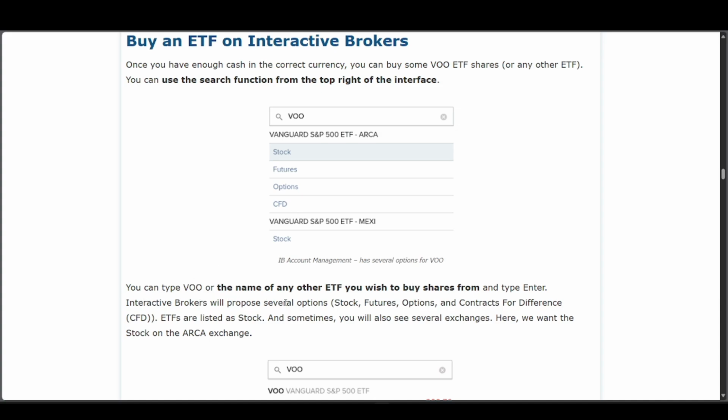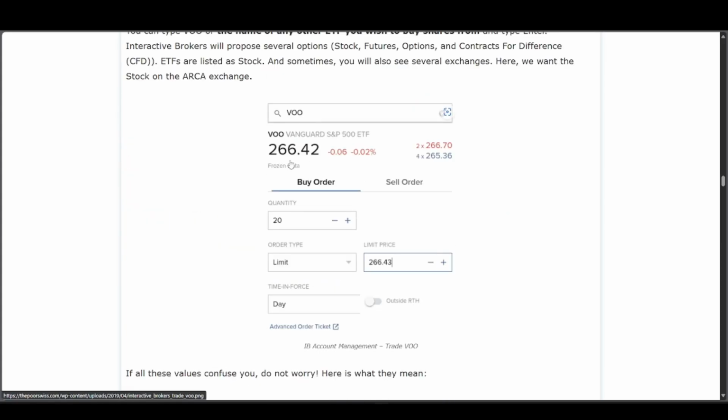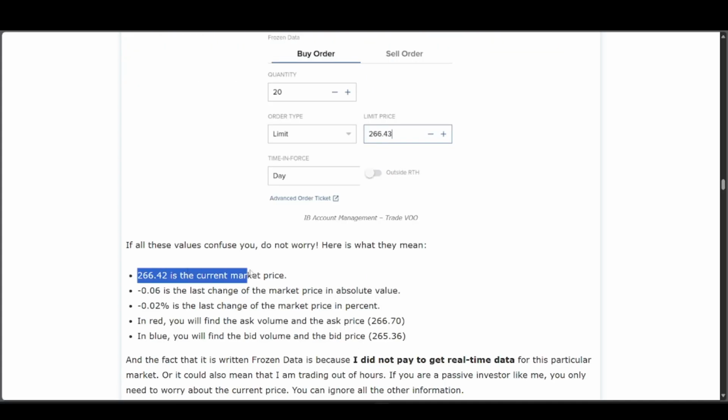Interactive Brokers will propose several options like these over here. ETFs are listed as stock, and sometimes you will also see several exchanges. There we want the stock on the ARCA exchange, which should look a bit something like this. So if all these values over here confuse you, this is pretty much what they mean.